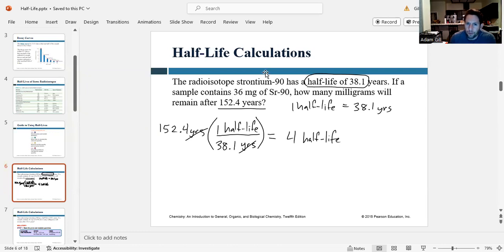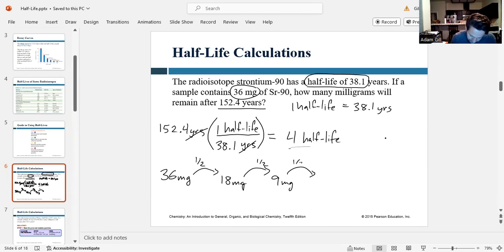That means that our original sample that contained 36 milligrams is going to decay in half 4 times, 4 half-lives, right? So if we cut this amount in half, what's half of 36? 18. So after one half-life, we'll have 18 milligrams. After another half-life, 18 divided by 2 is going to be 9 milligrams. If it decays another half-life, it's going to get cut in half again. So what's half of 9? 4.5.